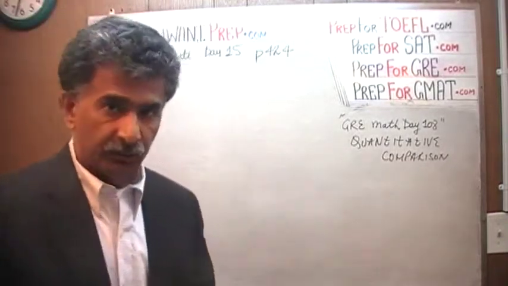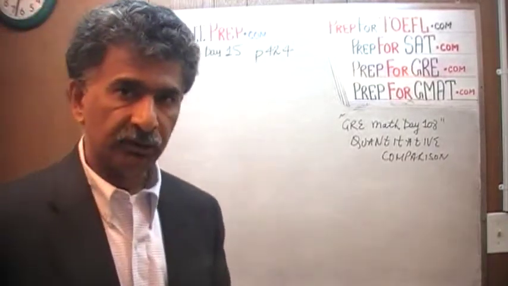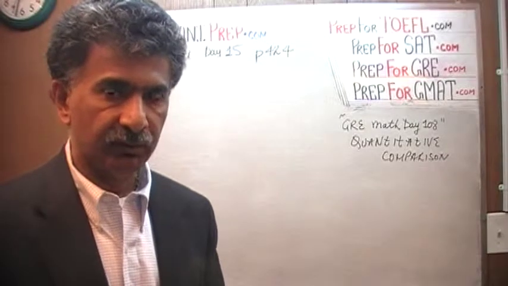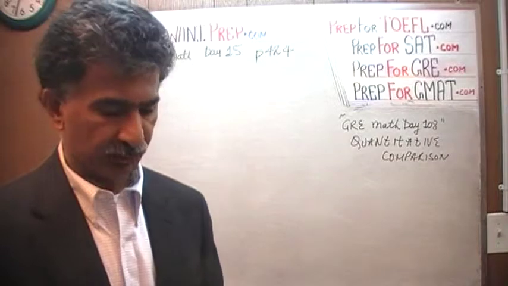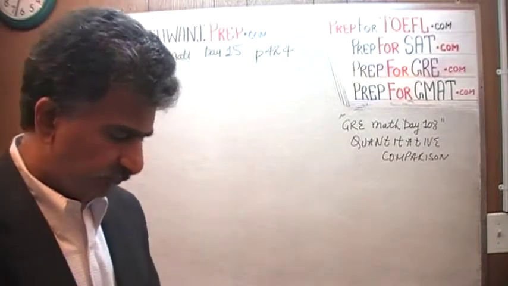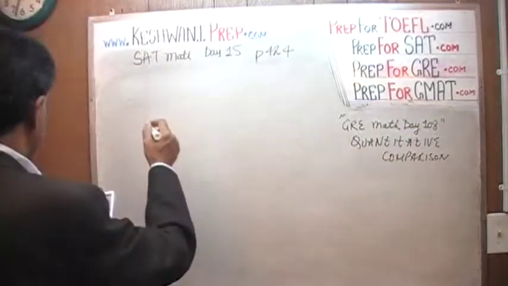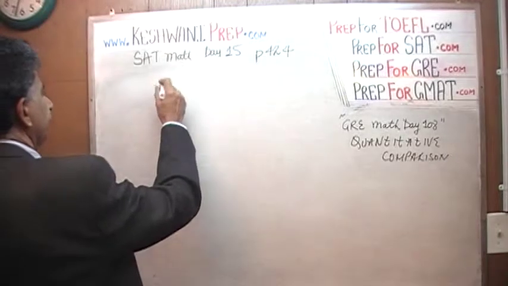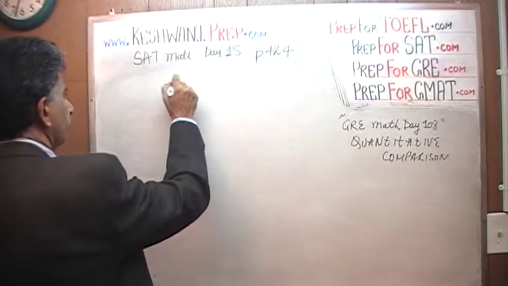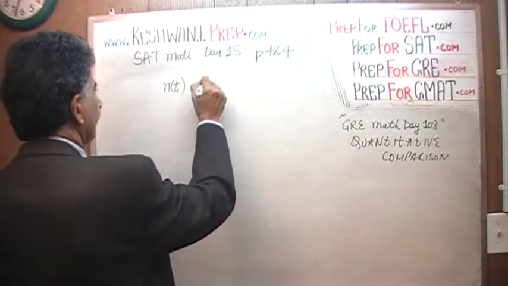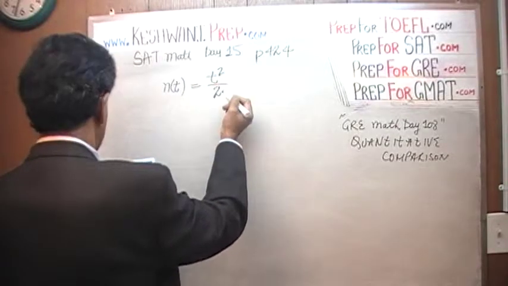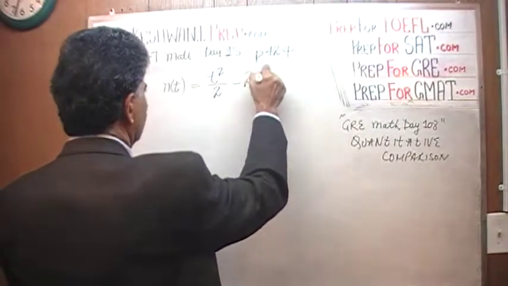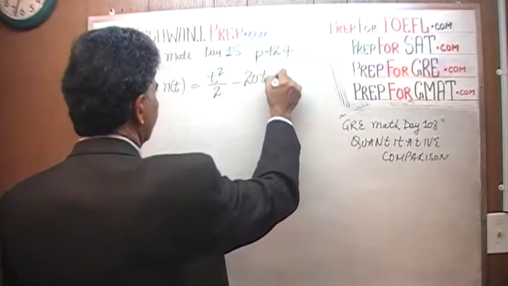This is the last question on a scale of 1 through 16. This one is classified as number 16 for a reason. It is a nasty one. It's a hellish one. It says that we have a function here, n of t, which is something like this: t squared over 2 minus 20t plus k.